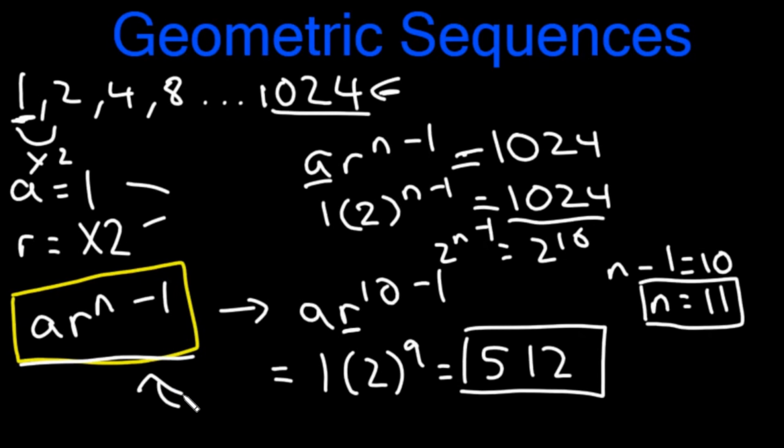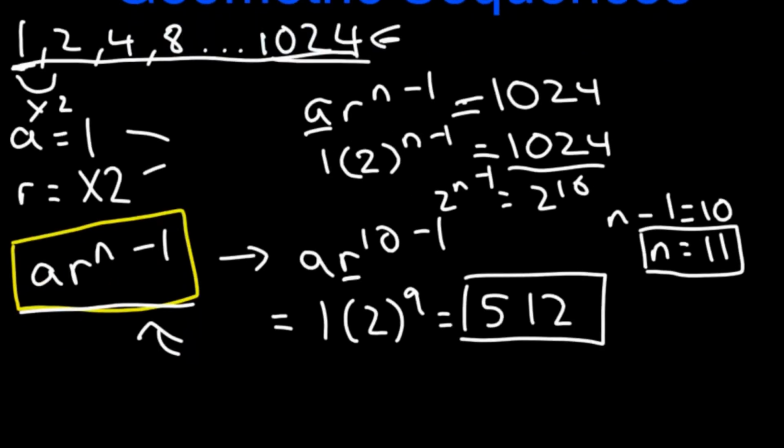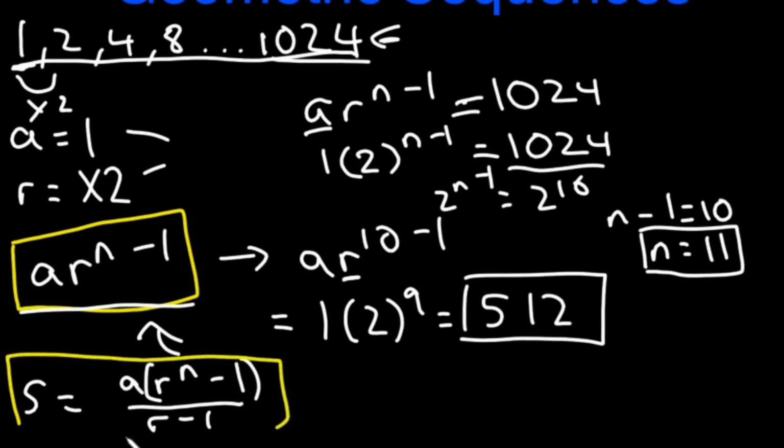Now, what if we wanted to find the sum of this whole sequence? This is another formula that you're going to have to memorize. So, the sum of a geometric sequence is equal to A times R to the n minus 1, divided by R minus 1. Again, this is also a very important formula, so make sure you memorize it.